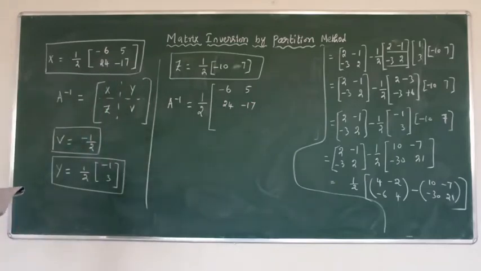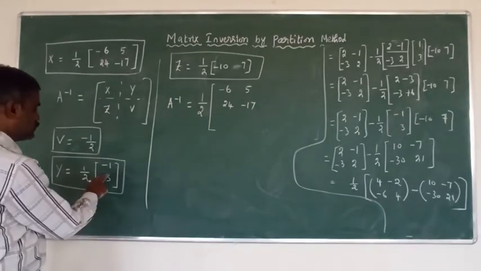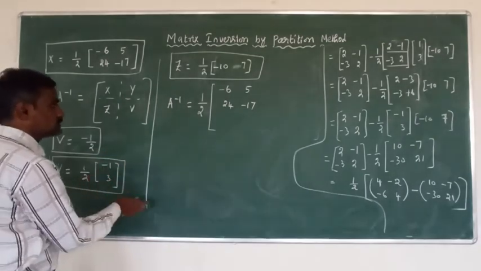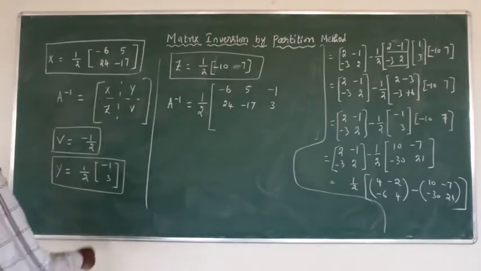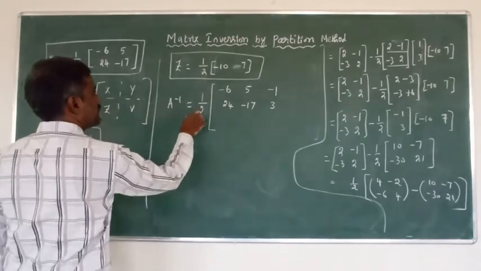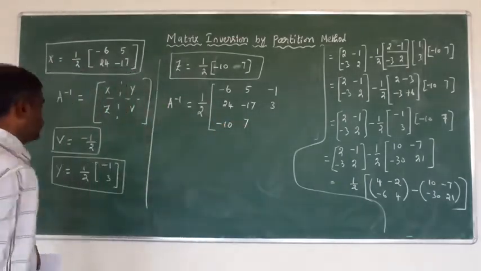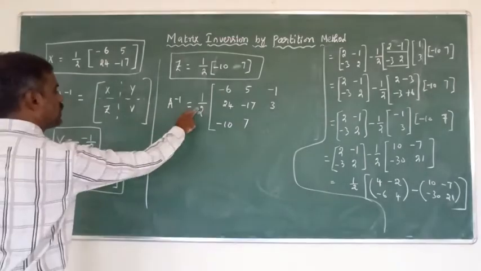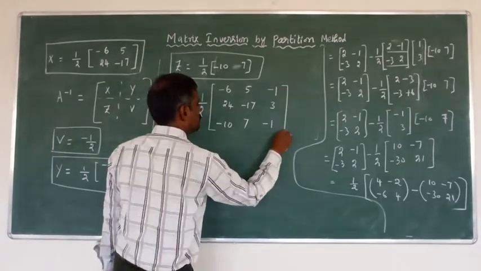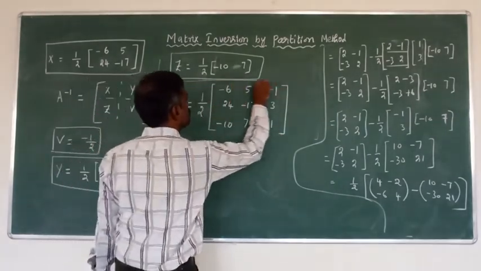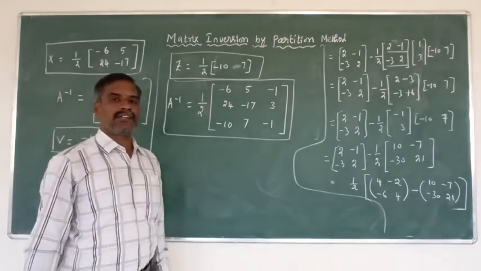Next one, y value 1 by 2 already taken, minus 1, 3. Next, z value 1 by 2 already taken, minus 10 and then 7, and here only 1 by 2 taken and minus sign we have to use this minus 1. This is the result of matrix inversion by partition method.